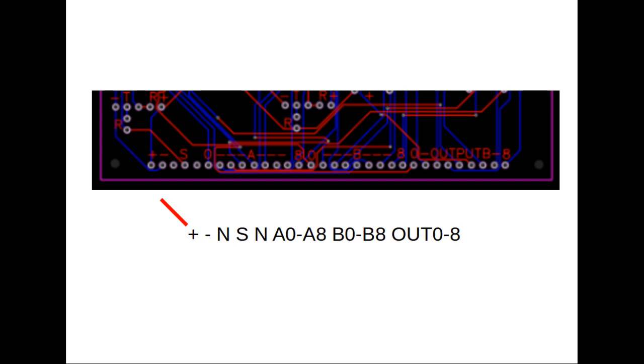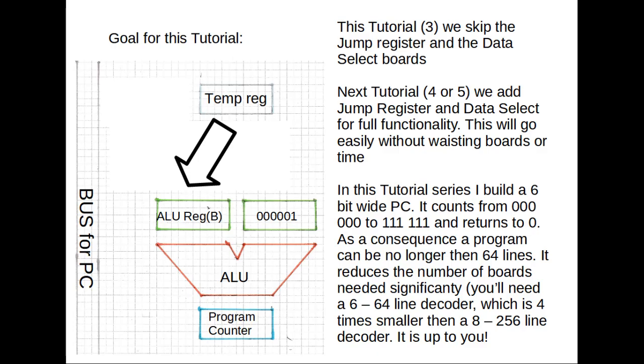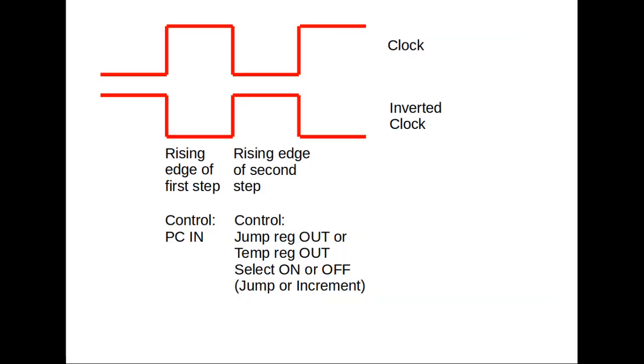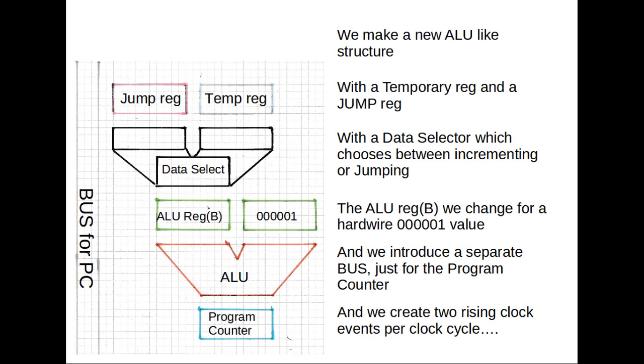I go back for a second to what we did last tutorial. We omitted a piece of the program counter just to make it work without jump. And we omitted a part, and we are going to build that this tutorial. Remember also how it worked, that we use the clock in two ways. We use the clock and the inverted clock, and that gives us two rising edges per clock cycle.